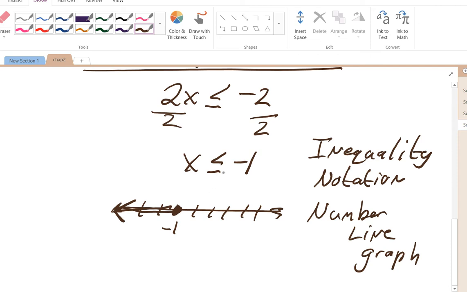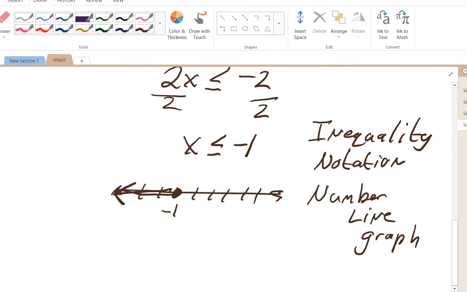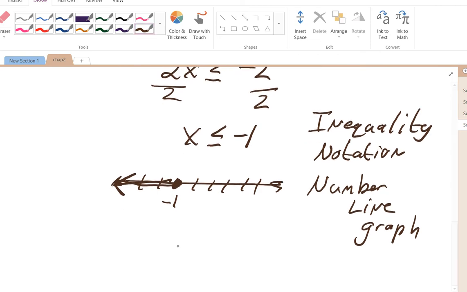Solid dot when we have an equal to, open dot when we don't. So there's the number line notation for the interval notation. Again, I'm going this direction, so that's into negative infinity land. So we're going to go parentheses, negative infinity, and negative 1. This time, since it's equal to it, I'm going to put a bracket there.